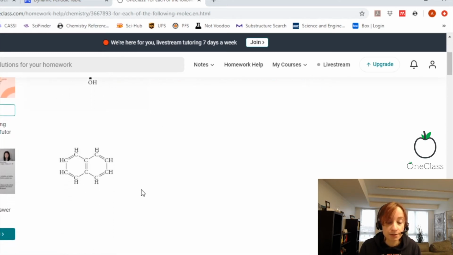This is naphthalene. This compound consists only of carbons and hydrogens, just like hexane does, which is a nonpolar solvent. This is a very nonpolar molecule because it's just carbons and hydrogens, so it will have a greater solubility in hexanes.